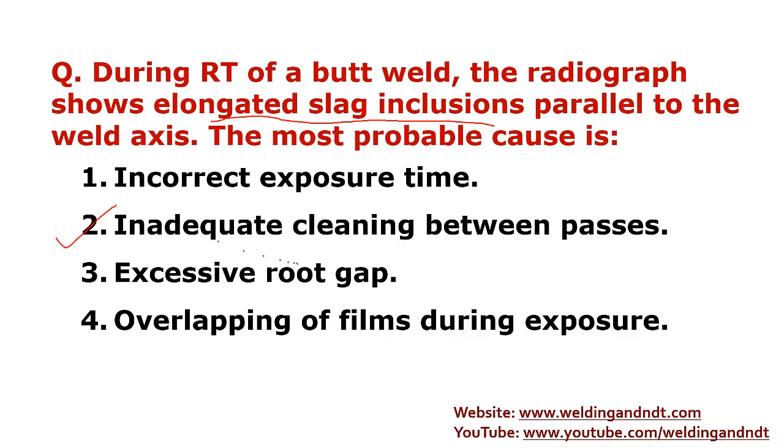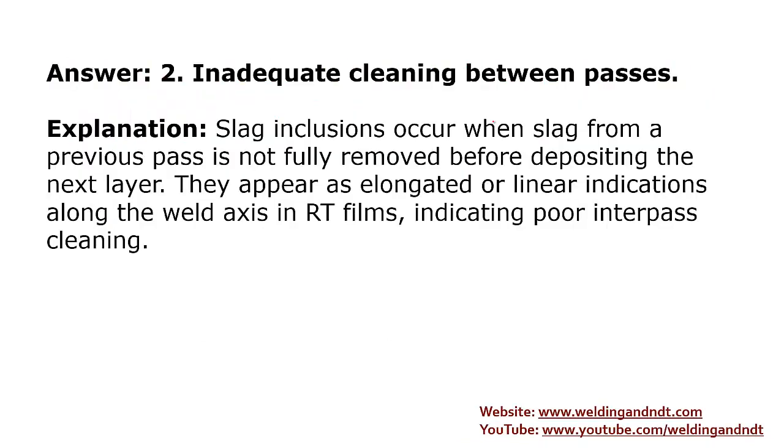The correct answer is inadequate cleaning between the passes. See, the inclusion of any foreign material including slag occurs due to not cleaning, or due to dirt, or improper cleaning, inadequate cleaning. So any inclusions along with slag inclusion occur only if the cleaning is not proper, or if there is some dirt or rust or some other foreign material present on the joint. So that will form inclusion. So the correct answer is option 2, inadequate cleaning between the passes. So answer 2 is the correct answer.